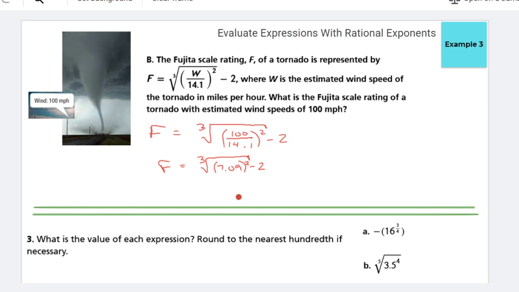So, I turn my calculator on the side. I'm going to square it, which is about 50. And then I need to take the cube root of it. Alright, so my calculator right now is giving me roughly 3.69 minus 2, so that scale is 1.69.